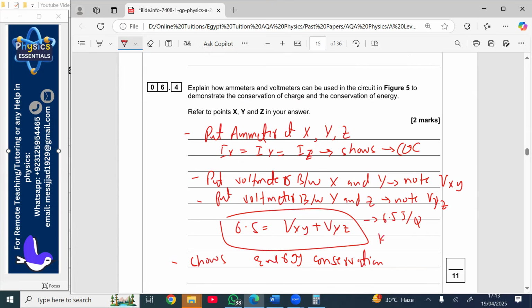So the law of conservation of charge is actually the basis for KCL, and the law of conservation of energy is actually the basis for Kirchhoff's voltage law.